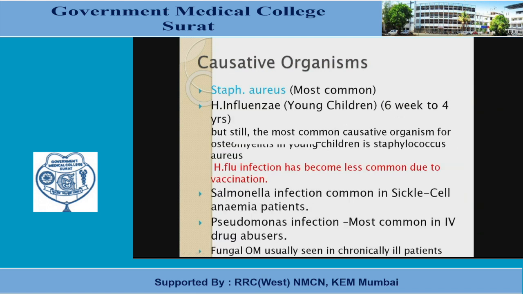So for causative organisms, Staph aureus is most common. H influenzae occurs in younger children, but still the most common causative organism for osteomyelitis in young children is Staph aureus. H influenzae has become less common due to vaccination. Salmonella is most common in sickle cell, Pseudomonas in IV drug users. Fungal osteomyelitis occurs in chronically ill or immunocompromised patients, and in diabetic patients, Candida is the most common organism.